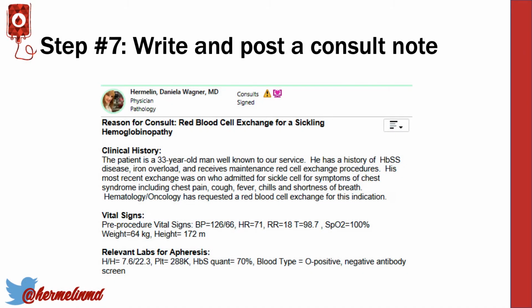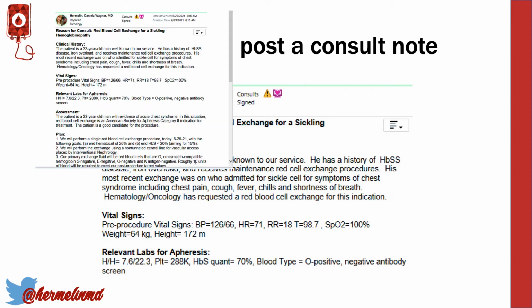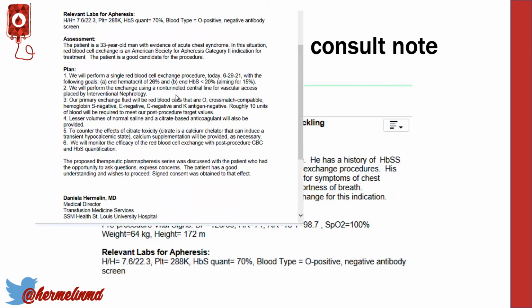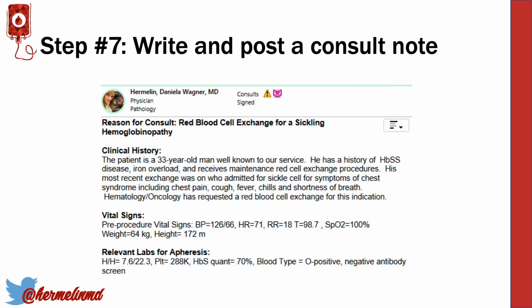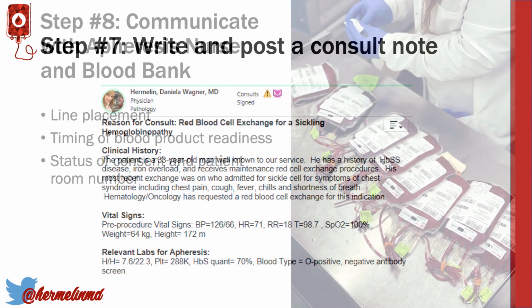After I collect consent from the patient is the time I then like to write and post my consult note. And that's because I like to document in my consult note that I receive consent from the patient. I also document the patient's clinical history, pertinent lab findings, and the assessment and plan.